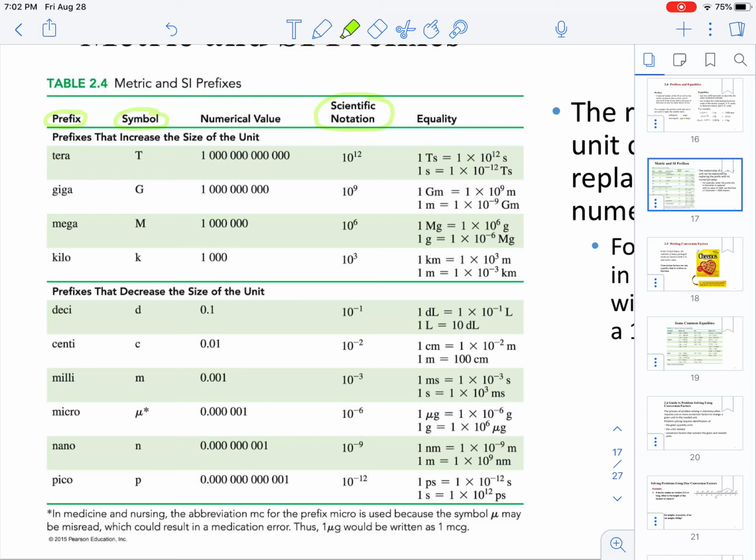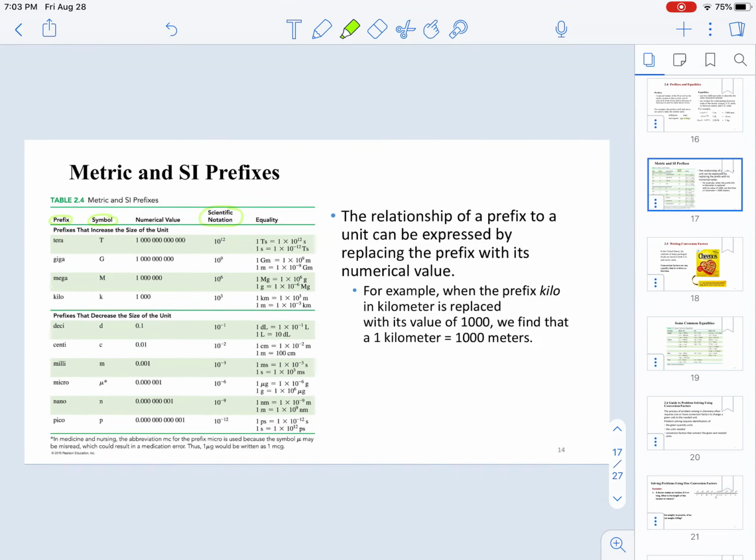Now, prefixes that decrease the size of a unit include deci, centi, milli, micro, nano, and pico. As you can see in the second column of table 2.4, you have the symbol for them. You have the numerical value, but similarly, just remember the scientific notation for them.